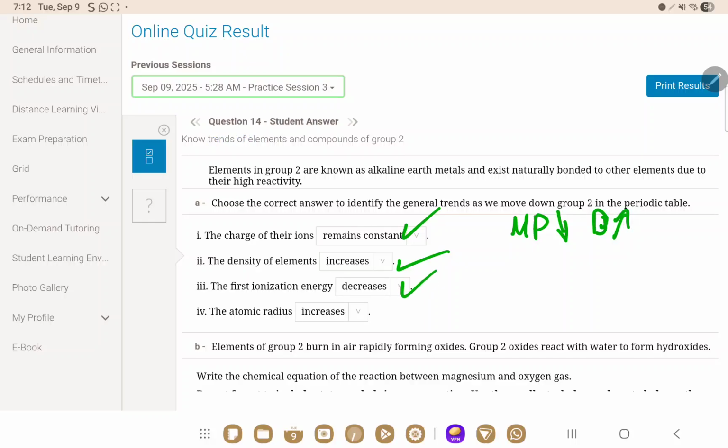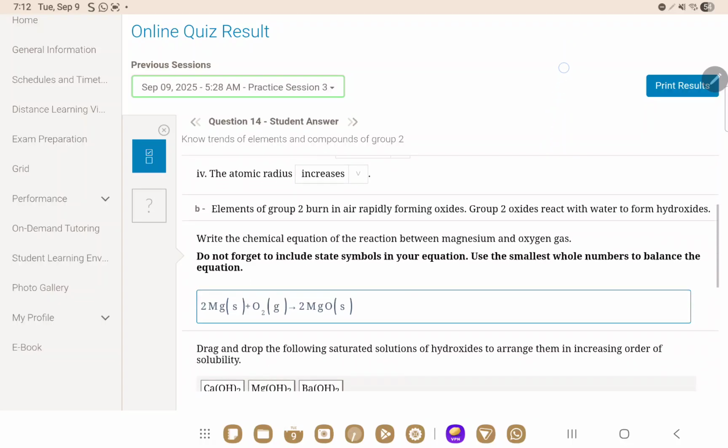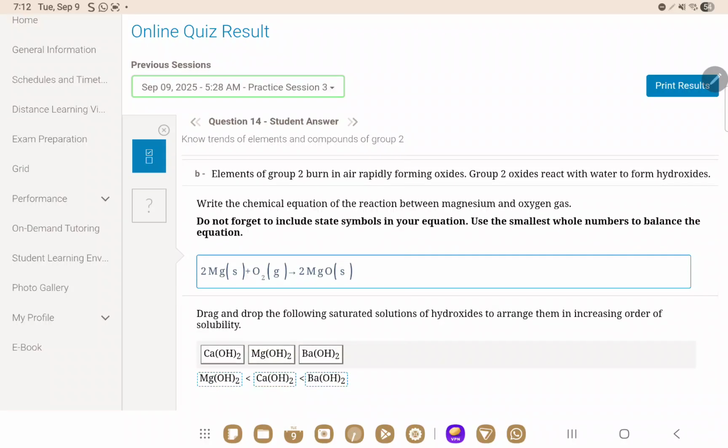First ionizing energy, we said it decreases, and atomic radius, we already know it increases. Let us move on. The elements of group 2 burn in air, rapidly forming oxides. Now here they want the exact same thing as the last question, except with Mg. You do the exact same steps: Mg plus O2 to MgO.